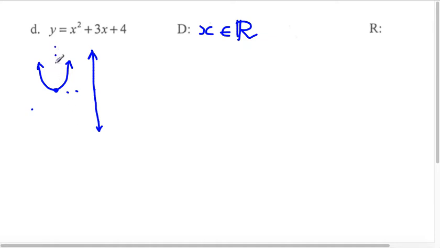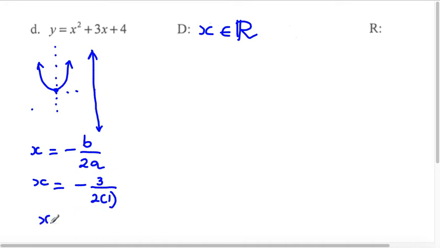Remember, the vertex is located, of course, on the axis of symmetry. And we do have a formula for finding the axis of symmetry of a parabola. The equation of the axis of symmetry is x equals minus b over 2a. So if we check our equation, b is positive 3 and a is positive 1. Then you will have negative 3 over 2 times 1, which will give you -1.5 or -3/2.